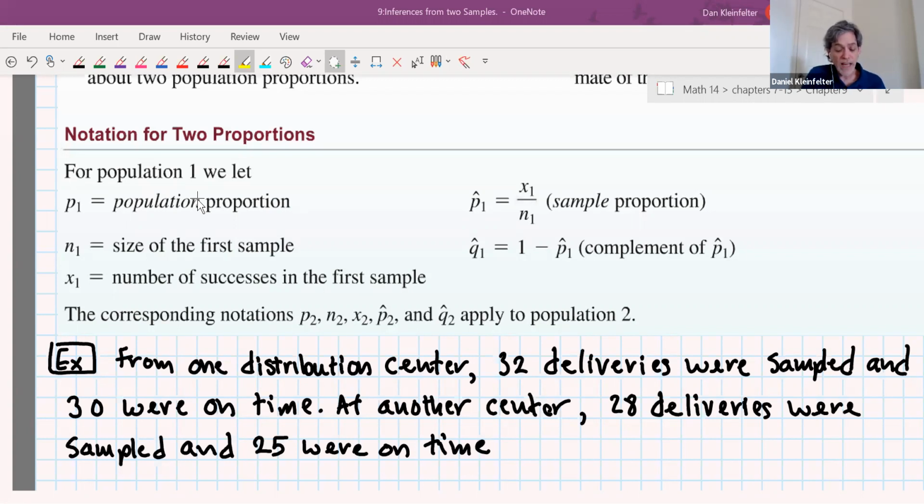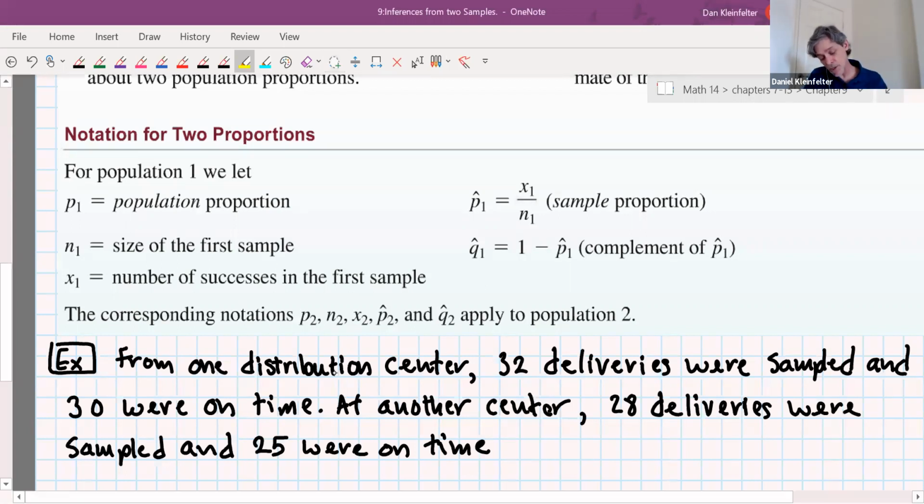So we have a population proportion and then a sample size, a number of successes within that sample, and then we can construct a proportion out of it, and then look at the complement. We'll have the corresponding notations P2, N2, X2, P hat 2 and Q hat 2 for the second population.